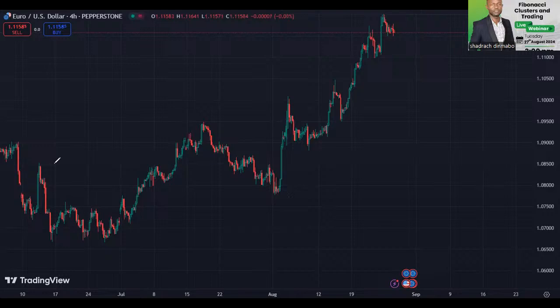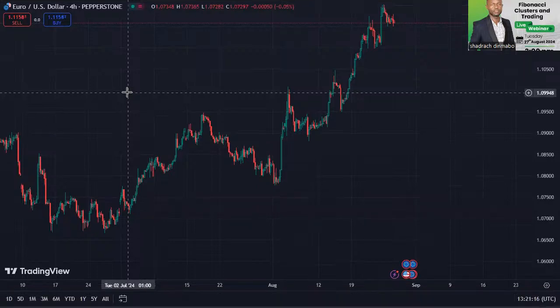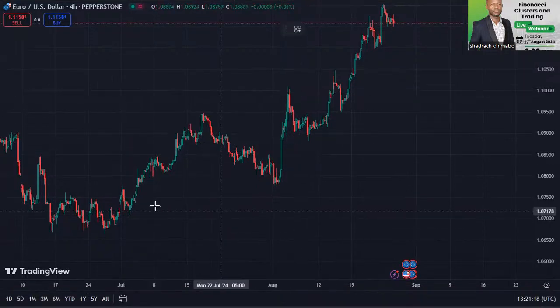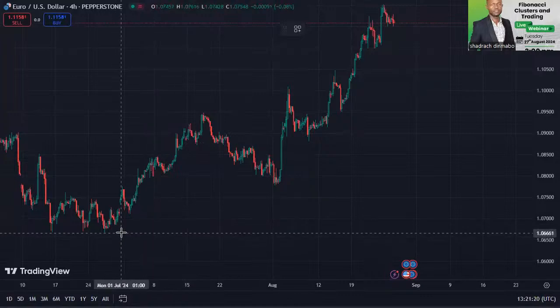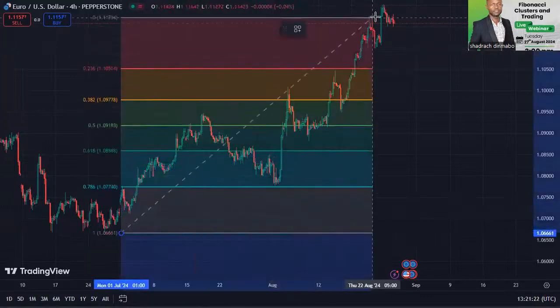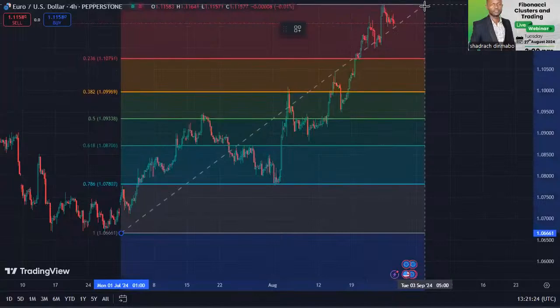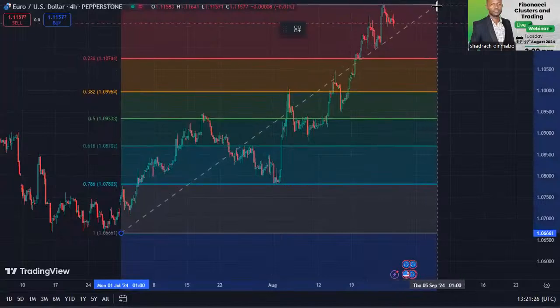So let's apply it. First of all, I have to bring my Fibonacci retracement tool. Where am I going to map it? I want to map it from here, the beginning of the trend, down to where it currently is, the end of it, where it currently is now.